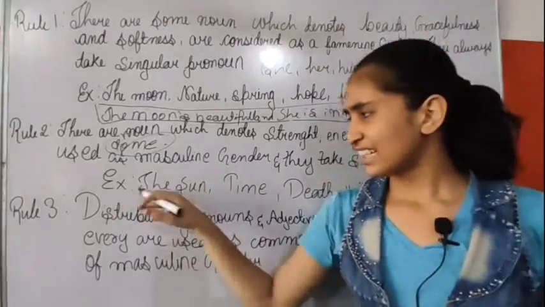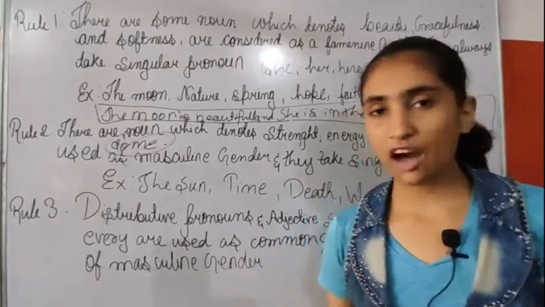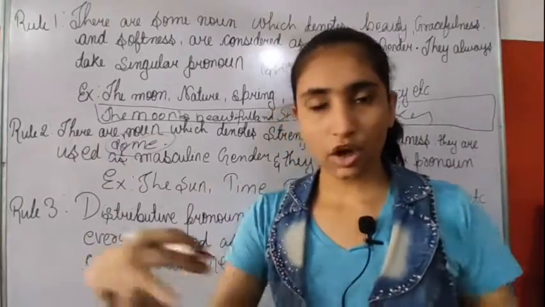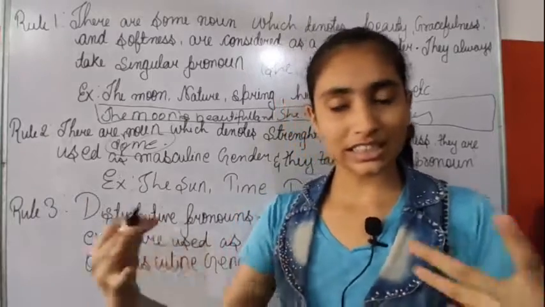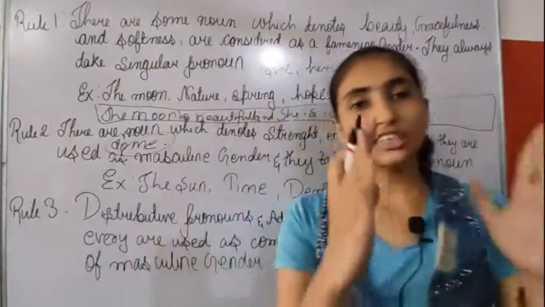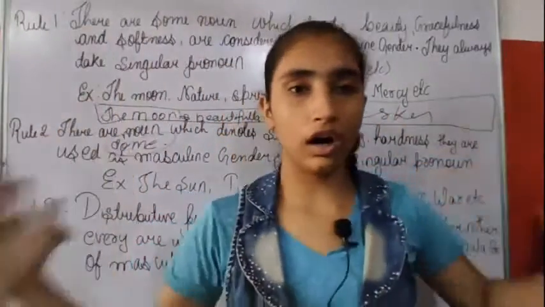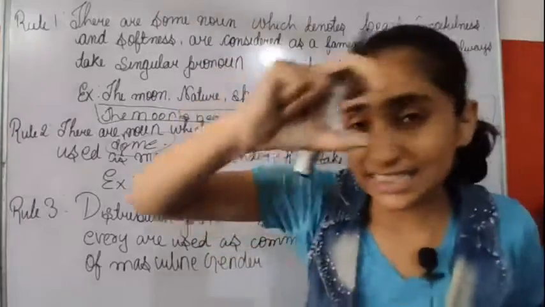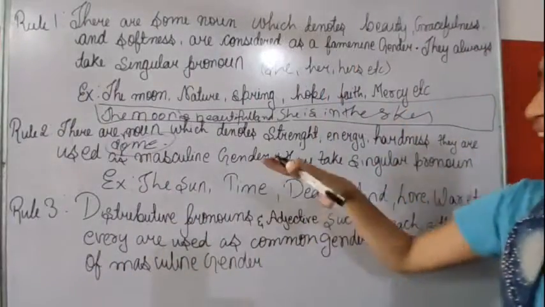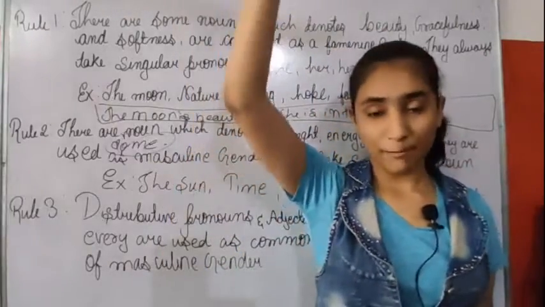Let's change this into a sentence. The sun. If I convert it into a sentence, how will I convert? The sun sheds light, or the sun sheds his rays to the whole earth. Again, I'm repeating: the sun sheds his rays. So here, his is again what? Here, his indicates the masculine gender, as I have told you all in my previous lecture.